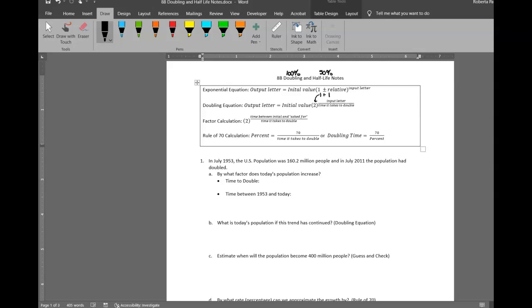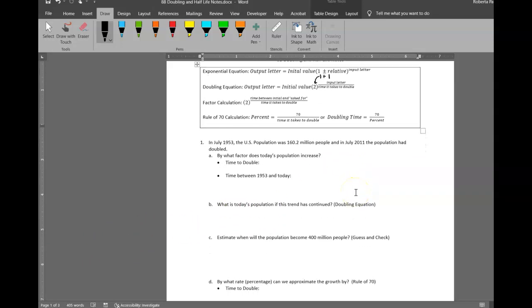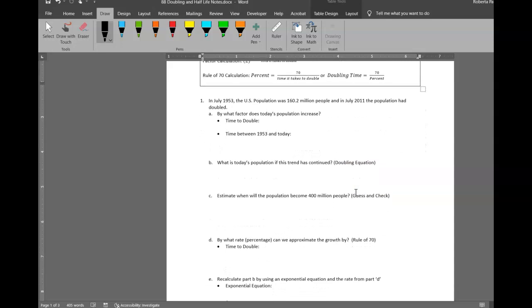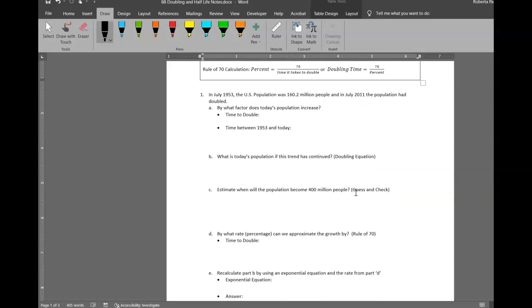And then we also have this thing called the rule of 70. It will give us a percent, or it'll also give us how long it takes to double. And we'll look at it in all these examples by looking at this problem here. In July of 1953, the U.S. population was 60.2 million people. And in July 2011, the population had doubled.